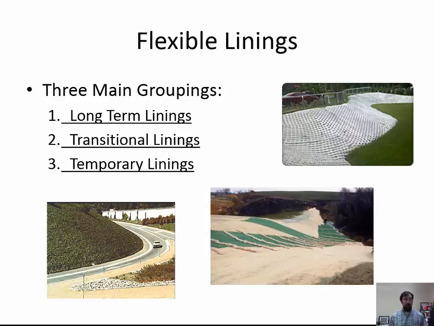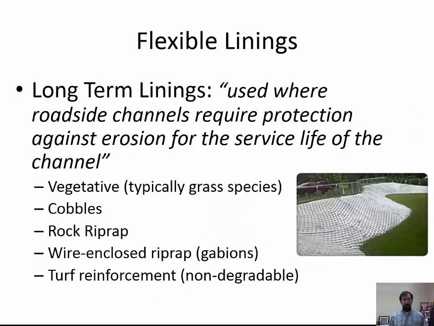Let's look at these in a little bit of detail, but not too much. Again, long-term linings are used where roadside channels require protection against erosion for the service life of the channel. You could have vegetative linings, like grass swales. We could put in place cobbles, riprap, wire-enclosed riprap like gabions, or non-degradable turf reinforcement through some sort of fibers. These would be put in for the life of the channel, maybe 50 years or something. They're meant to be permanent structures, but also flexible, and we could get in and maintain these things as needed.